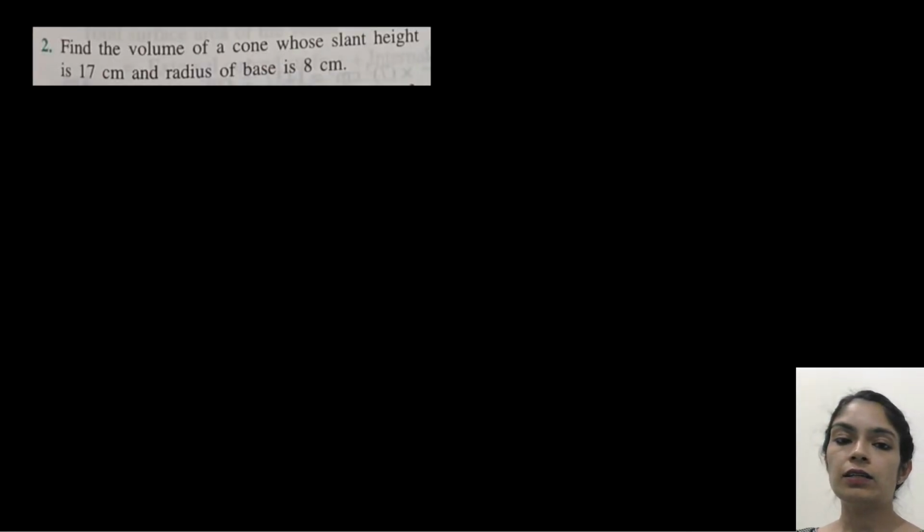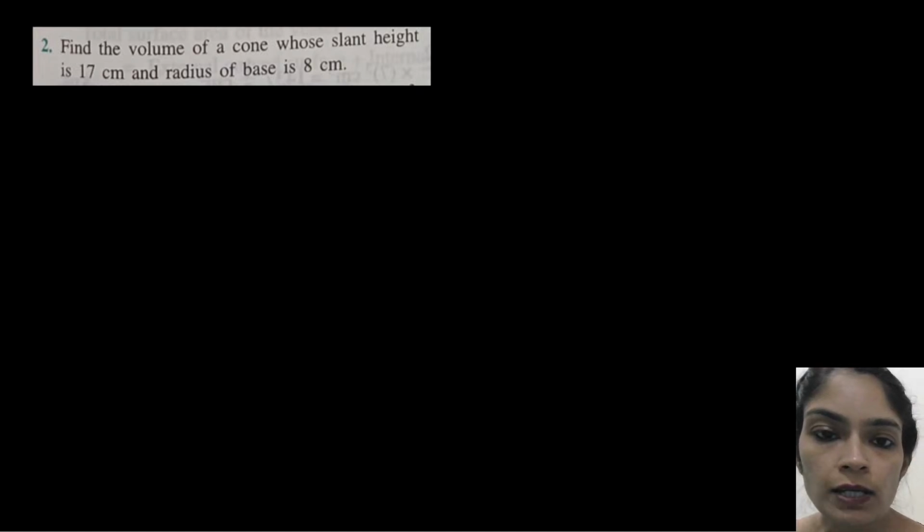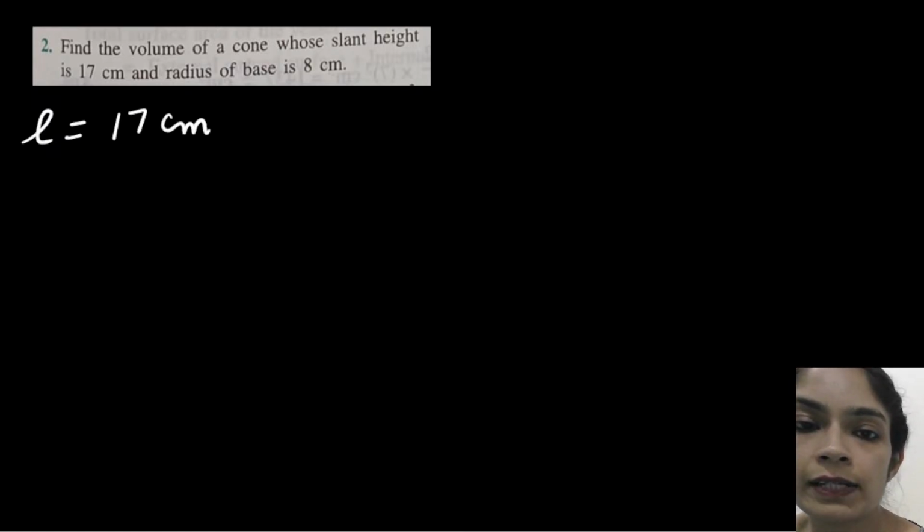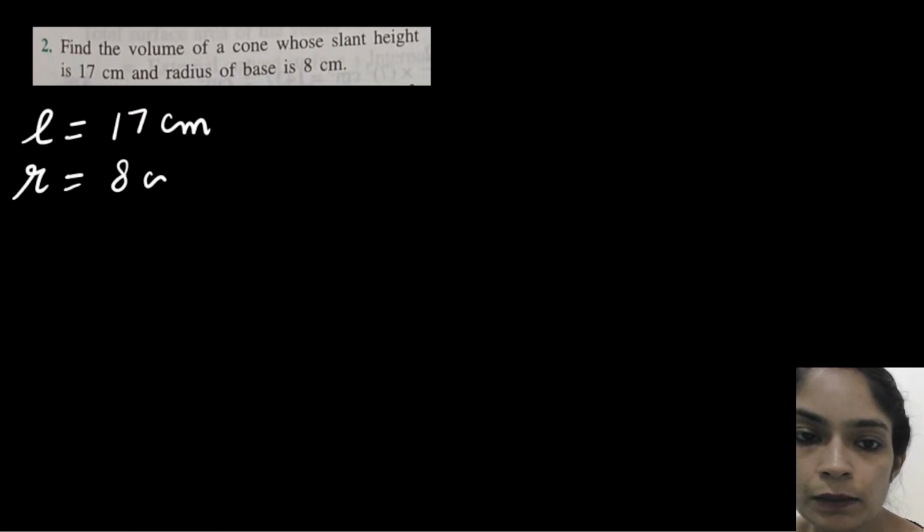Second question you can see on my screen. As we always do, first let's write the given things, then we will write what we have to find. This will make our work easy. Find the volume of a cone whose slant height is 17 centimeter. Slant height we write by small l. The slant height is 17 and the radius of the base is 8 centimeter.